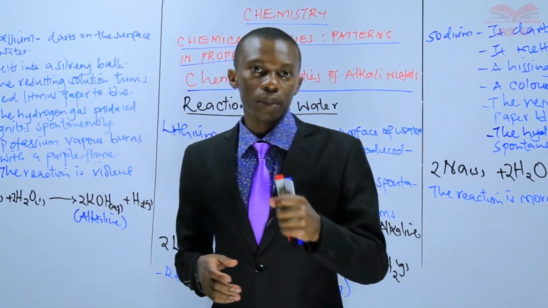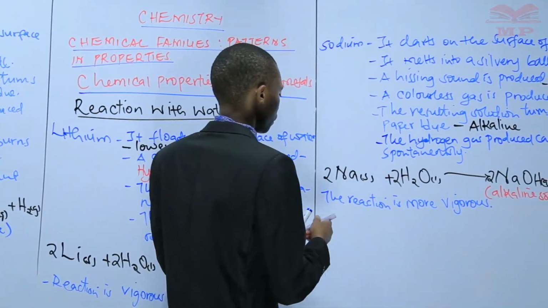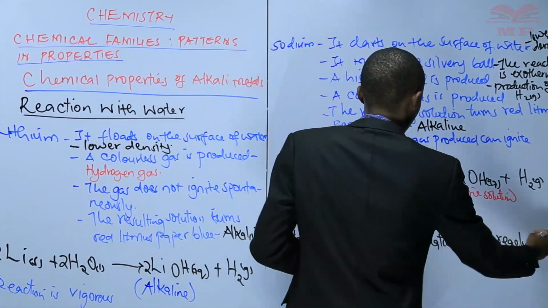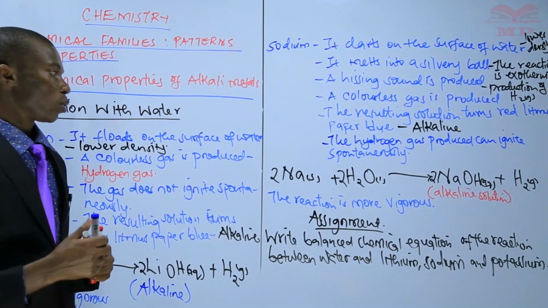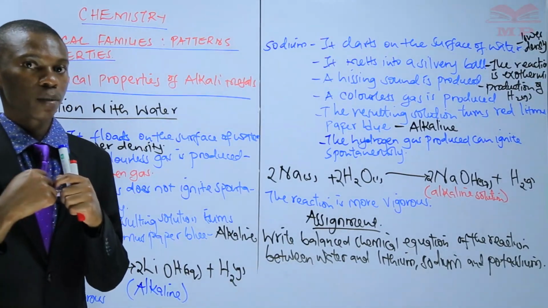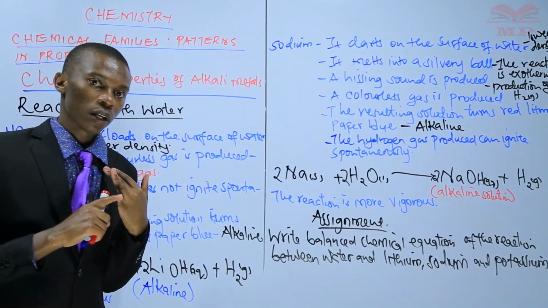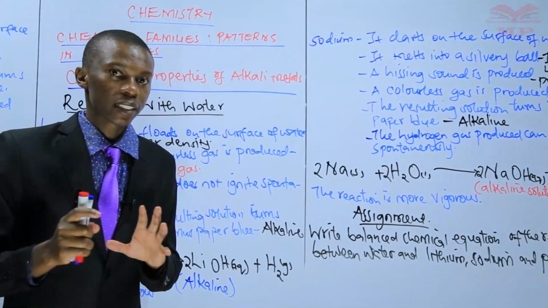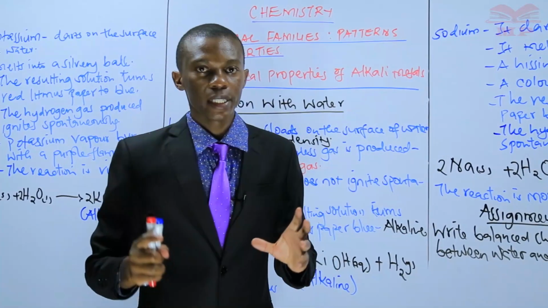Then I will leave you with this assignment. The assignment is to write balanced chemical equations of the reaction between water and lithium, sodium, and potassium. Therefore, I expect a balanced chemical equation of lithium reacting with water, sodium reacting with water, and potassium reacting with water. Ensure that you have done that before we meet in the next lesson.